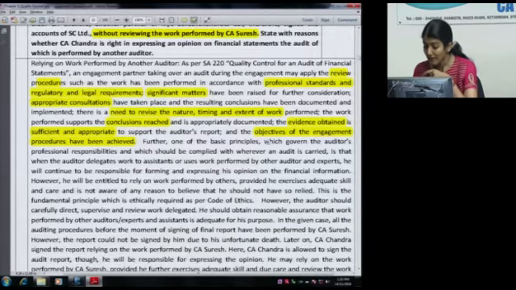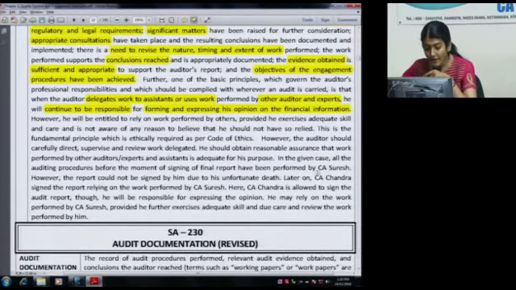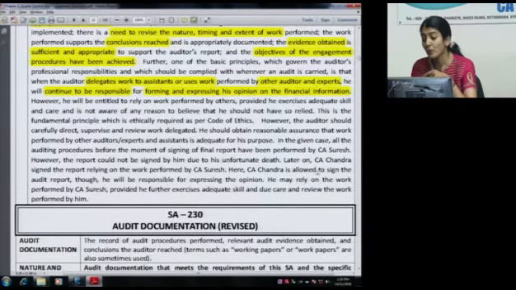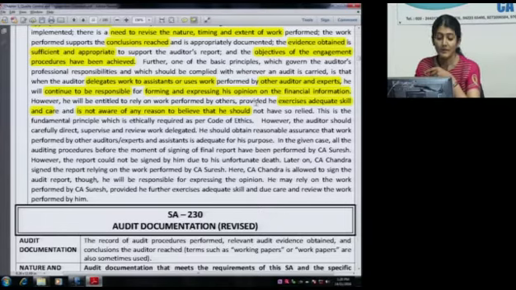So further, one of the basic principles which govern the audit is that when the auditor delegates his work to assistants or uses work performed by other auditors and experts, he will CTBR. Did you find in your book CTBR? Continue to be responsible for forming and expressing his opinion on the financial information. However, he will be entitled to rely on the work performed by others provided he exercises adequate skill and care and is not aware of any reason to believe that he should not have so relied. This is the fundamental principle which is ethically required as per the Code of Ethics also.